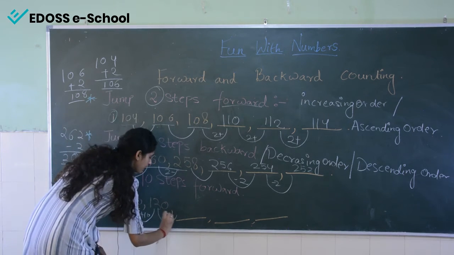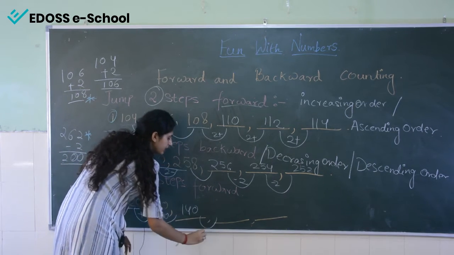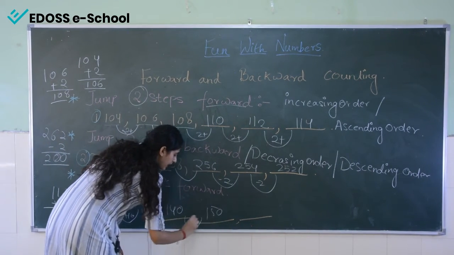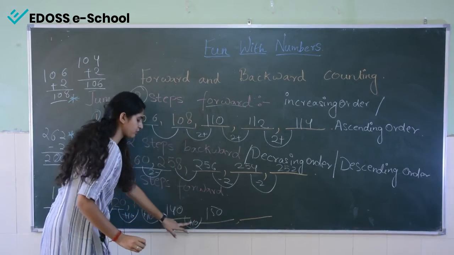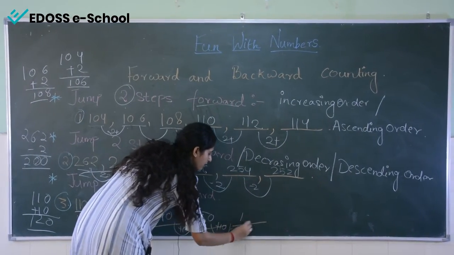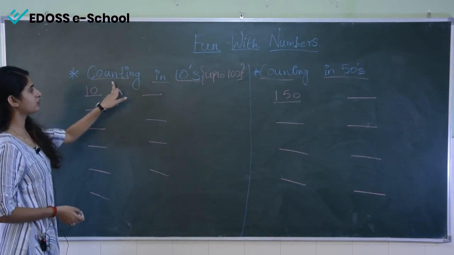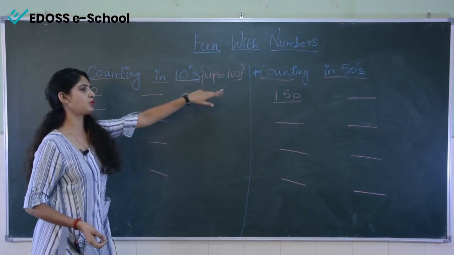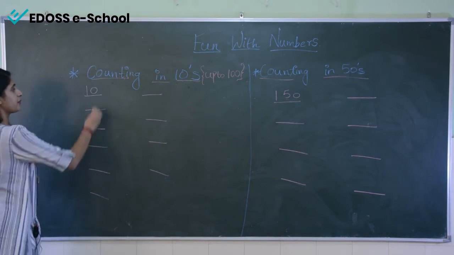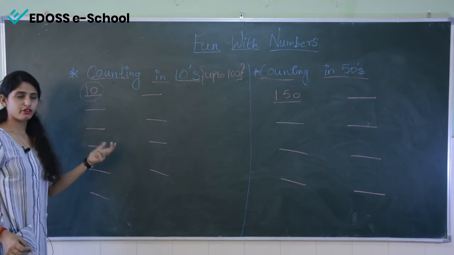Then if again I add 10 to this, 140. Then add 10 to 140, it will come 150. Then add 10 to 150, it will come 160, and so on. Now let's talk about counting in tens up to 100. So in this, 10 is already here, so we'll add 10 to each last number.